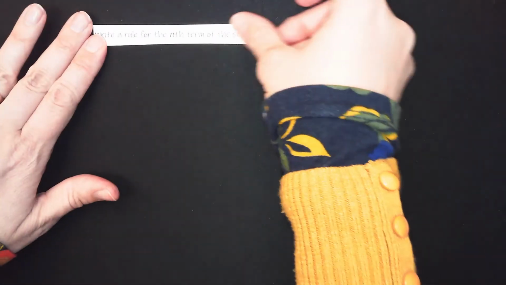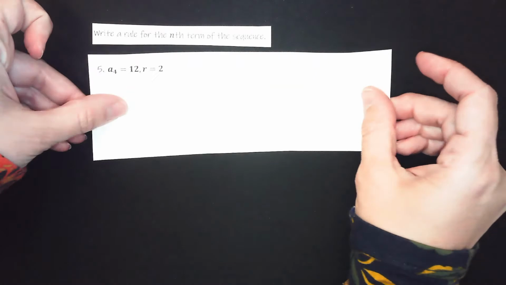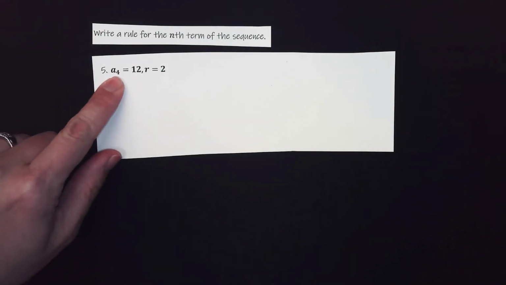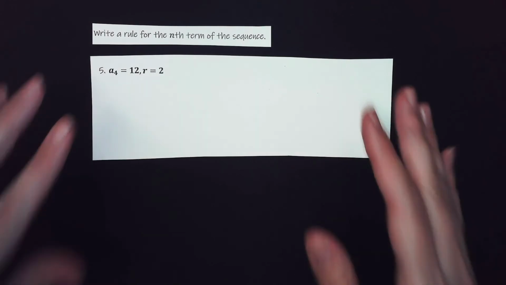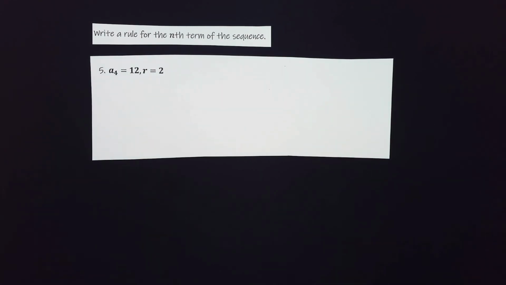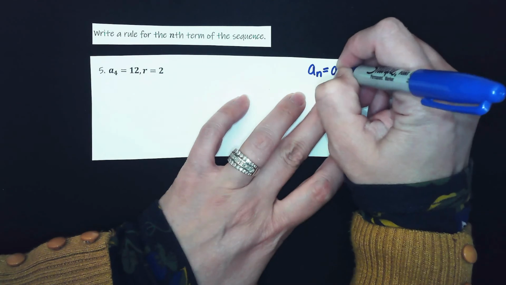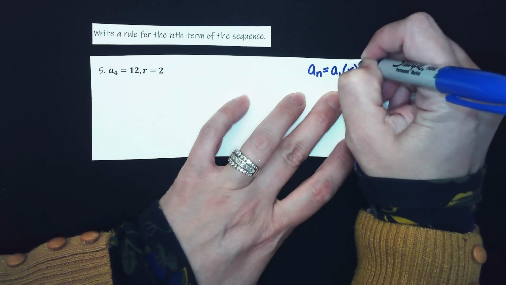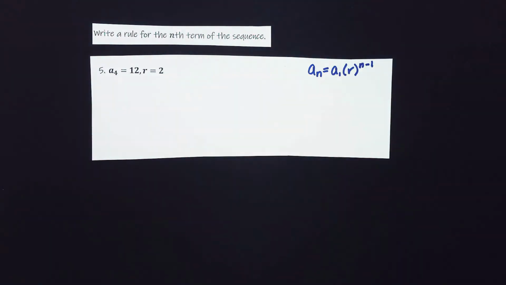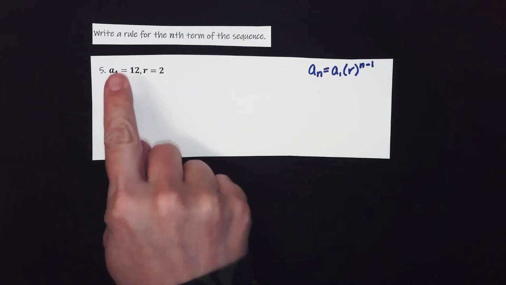So we're going to write a rule. The number 12 gives us the fourth term. That's what a sub 4 means. And it gives us the common ratio. Well, when I have my actual rule, I'm going to just write it over here. an equals a1 times r to the n minus 1 power. So I have to have a1, not a4.